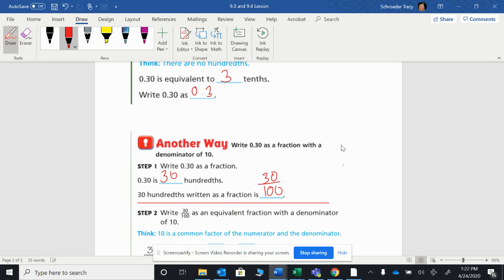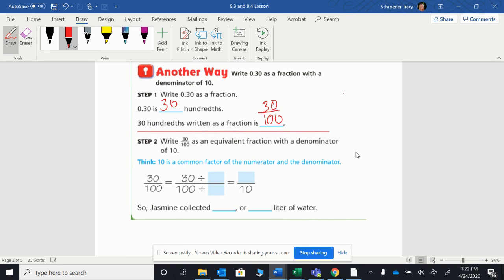So I can write 30/100ths as an equivalent fraction with a denominator of 10. This time I'm going to make it into tenths. So when I think about that, if I have 30/100ths, how do I get this 100 to get to 10? I divide my numerator and denominator by 10. 30 divided by 10 is 3. 100 divided by 10 is 10. So Jasmine collected 30/100ths, or 3/10 liter of water.